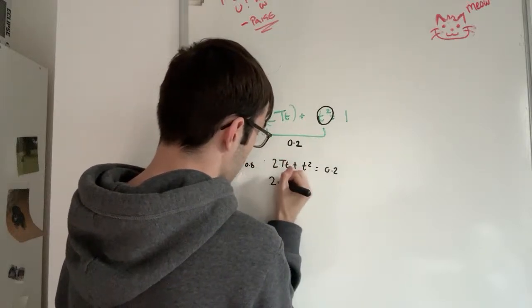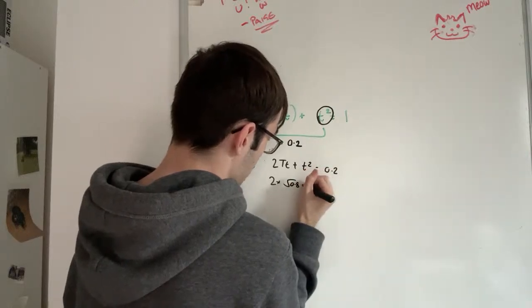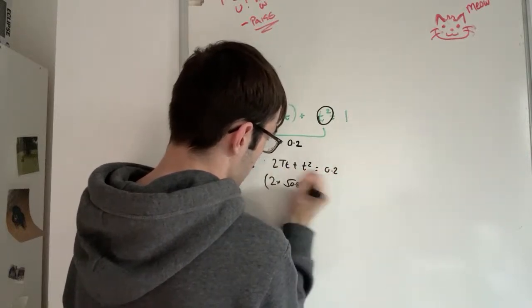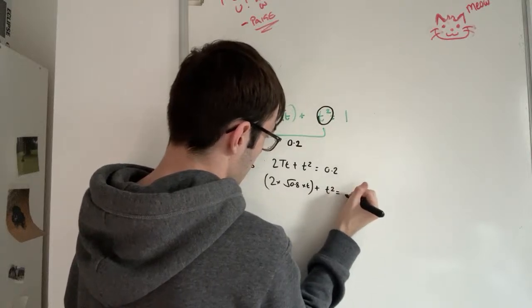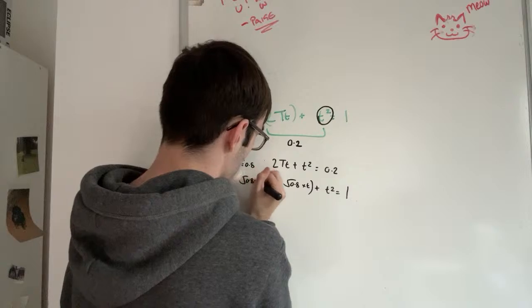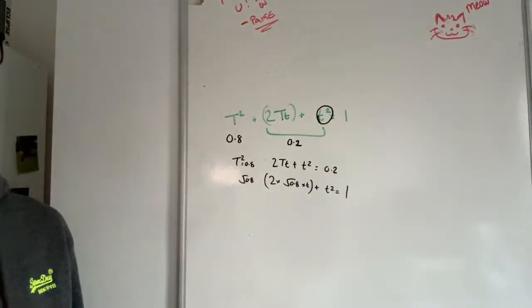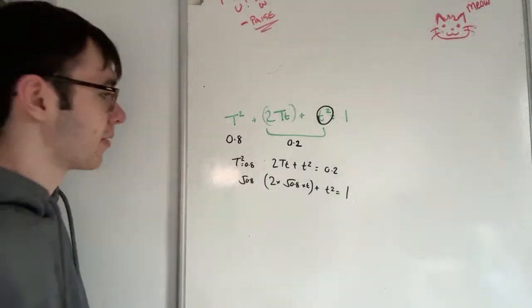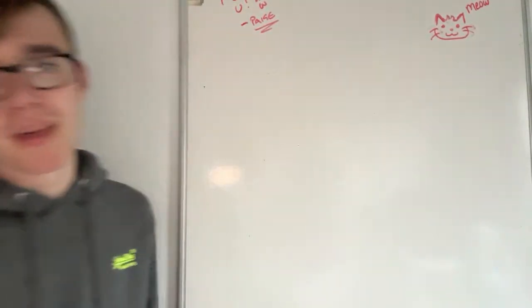That means 2 times the square root of 0.8 times t plus t squared is... What the fuck? No, I'm giving up. I don't know how to do the Hardy-Weinberg equation. I'm gonna go smash my head in with a hammer. See you guys.